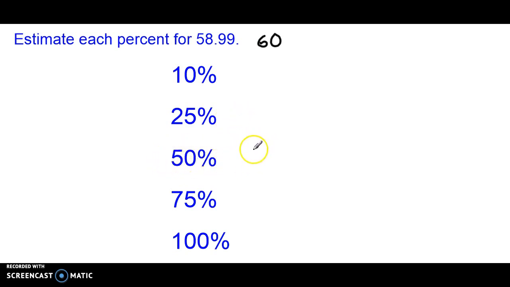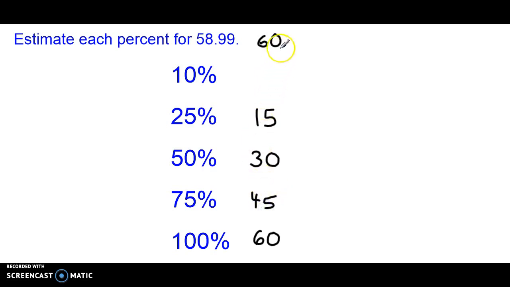50% of 60 would be half of it, or 30. 25% would be 1/4 of 60, which is 15. Of course, 100%, the easiest one, is the entire whole, or 60. 75% would be 3/4 of 60. Since we know what 1/4 is, 15, we're going to multiply that by 3, and we get 45.